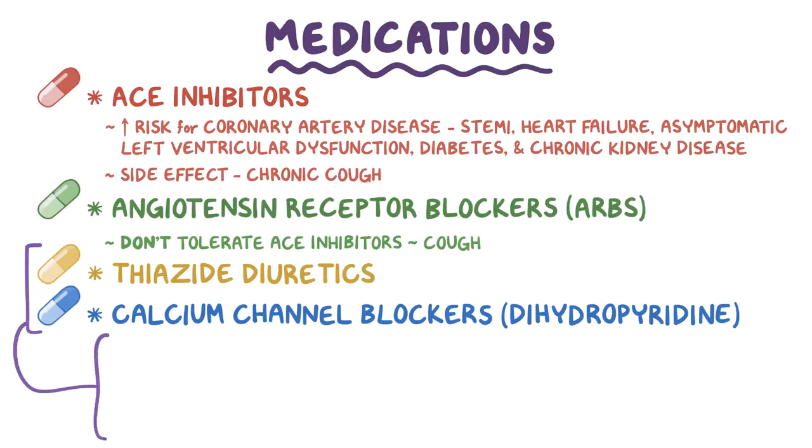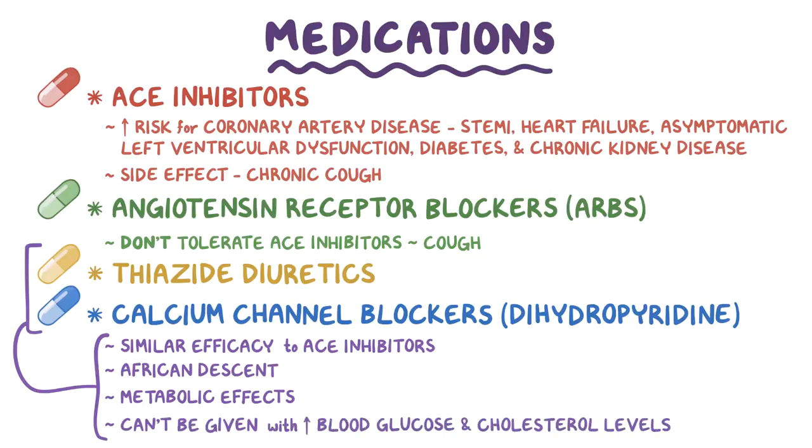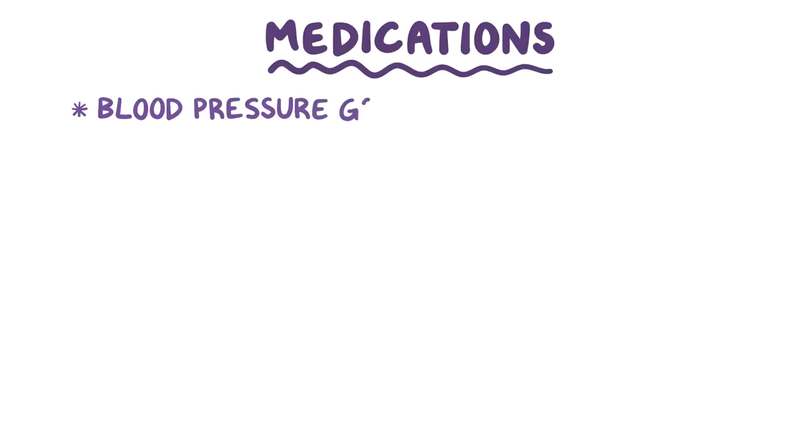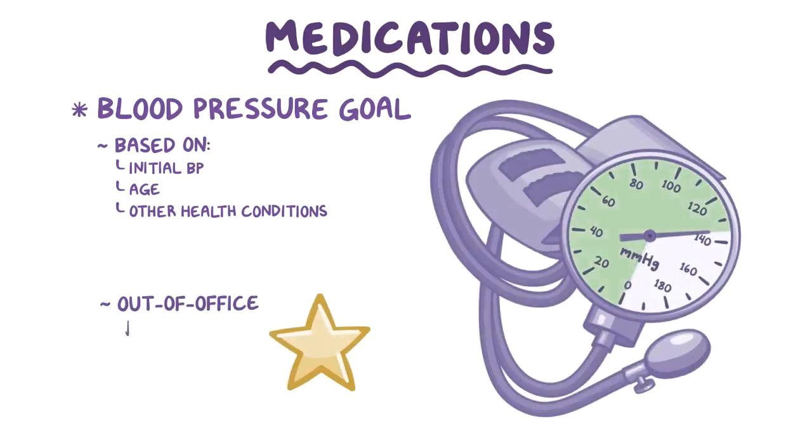Thiazide diuretics and calcium channel blockers show very similar efficacy to ACE inhibitors, and they're first-line therapy in patients of African descent. But diuretics have a lot of metabolic effects, so they can't be given to patients with high blood glucose and cholesterol levels. The blood pressure goal while on medications varies based on the initial blood pressure, as well as age and other health conditions. But in general, it's ideal to have an out-of-office blood pressure below 135/85 mm of mercury and an office blood pressure below 140/90 mm of mercury.